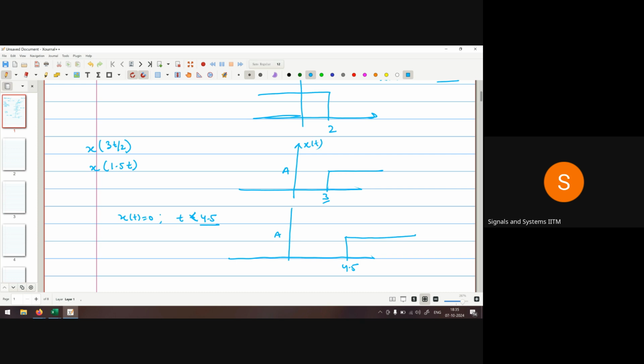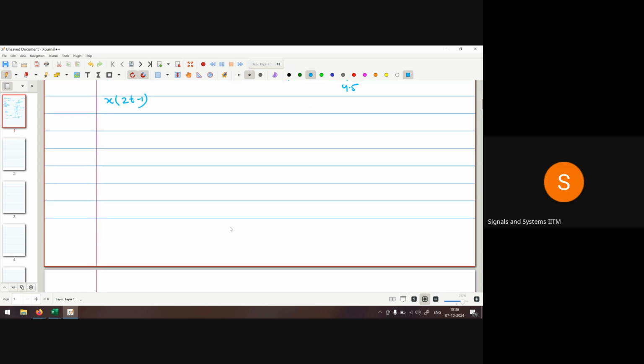Now, the third question is x of 2t minus 1. Again, start with the backward approach. First the signal is delayed by 1, then the signal is compressed by 2.